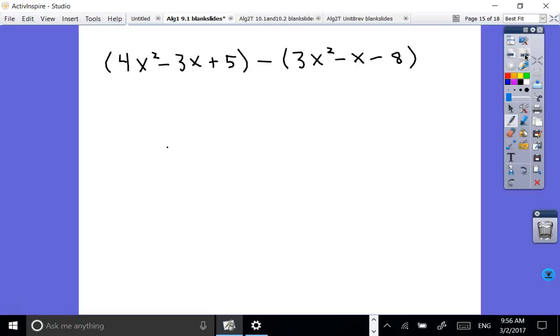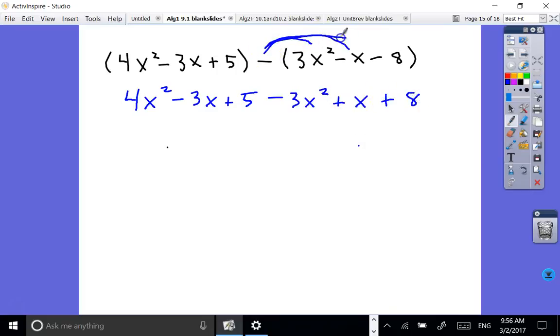Okay, how about this one? Take a step, distribute the minus. That's going to give us minus 3x squared plus x plus 8. Take a step and get rid of the parentheses by distributing the minus. Some of you won't do that, and you can still get this right if you don't take that step. You've got to be careful.